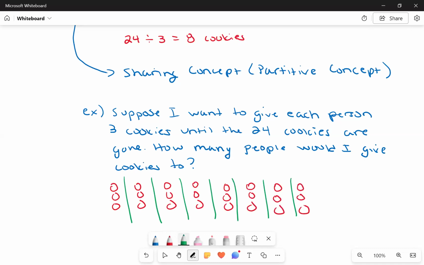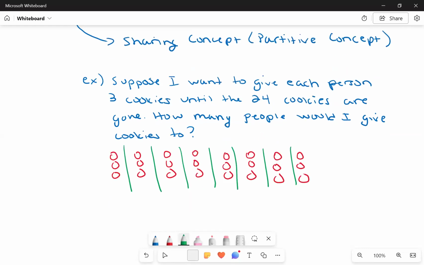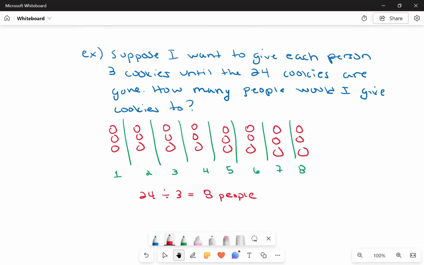And I keep going until I have counted out all 24 cookies between all the people. This time, though, I'm counting how many people I've given this to. So for a total of 8 people. So this time I've taken 24 and I divide it by 3. And what I'm saying is that 8 people are going to receive 3 cookies before I run out.